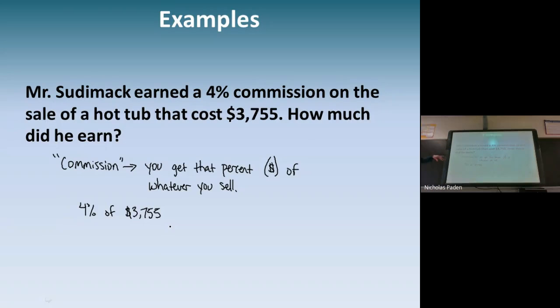So I'm going to change 4% into a decimal. Remember, you got to move the decimal point 2 times to the left. So that's going to make it 0.04 because it's less than 10%. There should be a 0 before we put the 4 there. So we're going to do 3,755 times 0.04 and multiply that out.